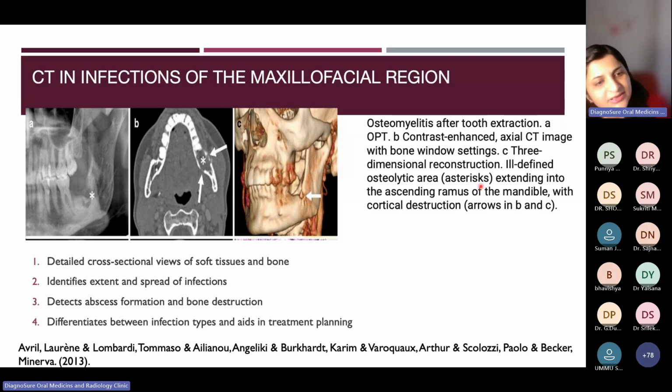CT imaging is important in maxillofacial region infections. We can see whether there is any spread of infection, any abscess, or associated bone destruction. CT gives a very clear picture if we are suspecting any osteomyelitis or complications due to dental infections. It helps in distinguishing between different types of infection, whether we are suspecting malignancy or osteomyelitis. CT can help us to get an idea about it.